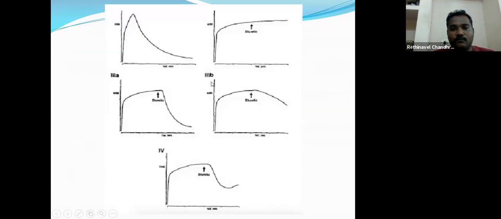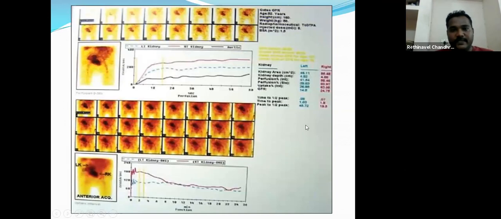So these are the 4 curves, where this is the normal pattern and this is the type 2 curve. Remember, this type 2 curve is specific for PUJO. The question is which curve in the renal scan is specific for PUJO: type 2 curve. This is how the renal scan picture will be given, where you can see the urinary curve. Here the red color is a normal kidney.